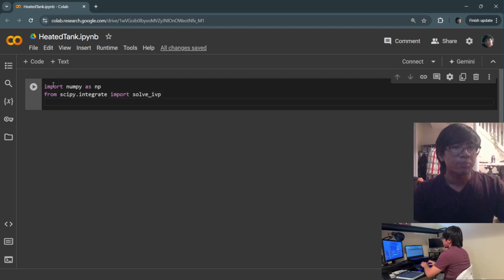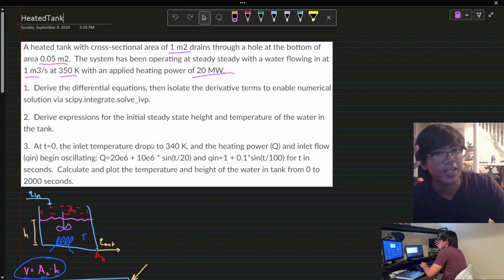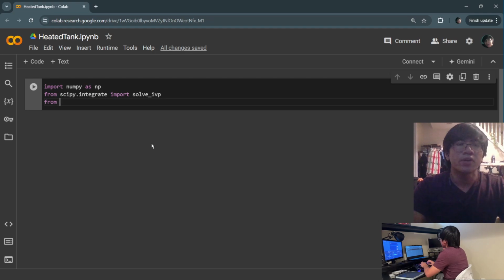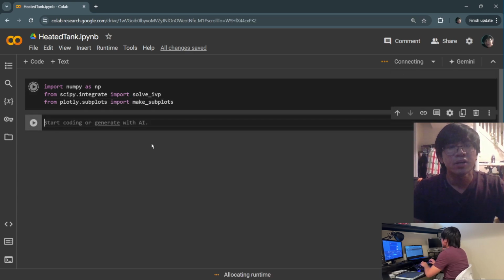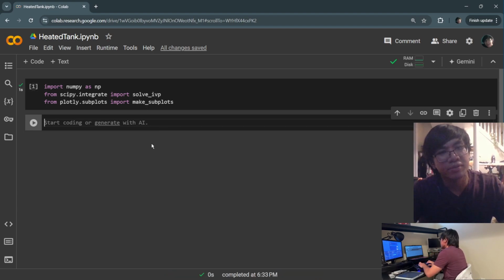And then since we're going to be plotting these, I believe that is the next part. Yeah, this third part. So now there's a change from our initial steady state, and we want to calculate and plot the new temperature and heights. And that's what we'll be using from Plotly. Is it subplots, I think? And import, I think it's make subplots. So we're going to be making those subplots. Hopefully it doesn't yell at me. Maybe. Please. Okay, awesome.